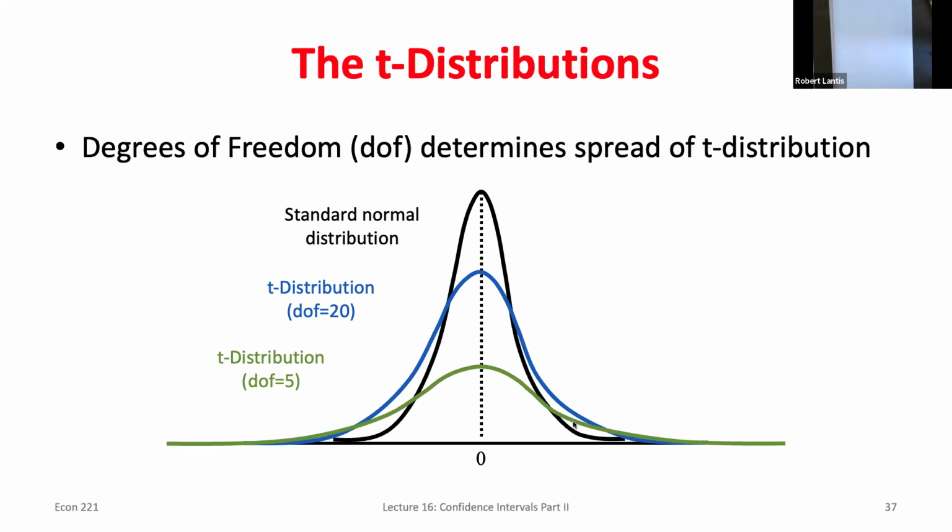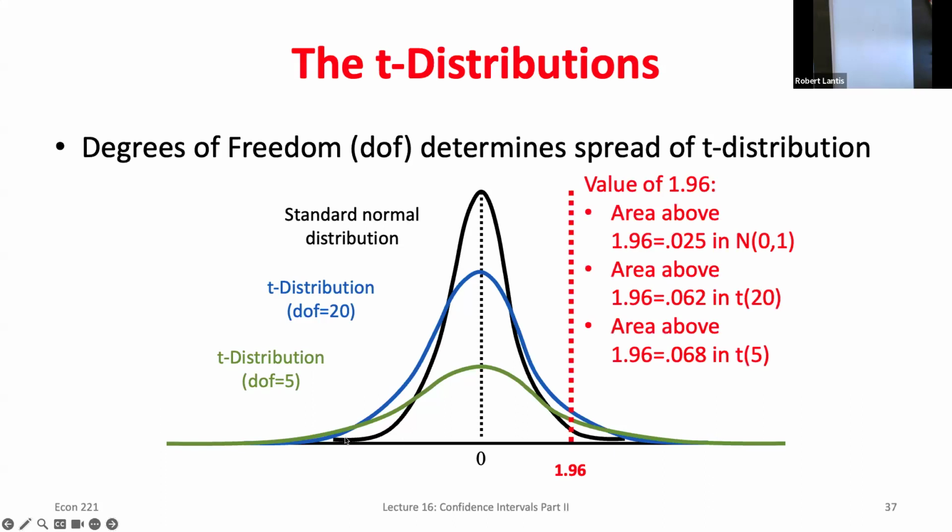So if I think about now when I'm building confidence intervals, when I had the standard normal distribution, I just went 1.96 standard deviations above and below, and that gave me 0.025 in the tail. The problem is if the area to the right of 1.96 is 0.025 here, what's the area to the right of 1.96 when my degrees of freedom is 20 for a student t? It's a much larger area.